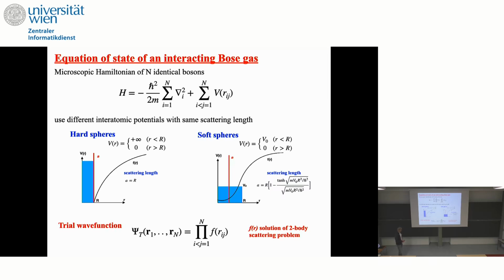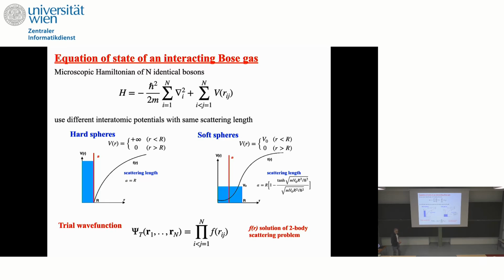So this is the solution of the two-body problem. Or we use the soft spheres with a different range R. And so here you can choose the height of the potential V naught in such a way that you have exactly the same scattering length as for the hard sphere problem. Okay, so of course the two-body problem can be solved analytically. This is how the scattering length depends on the range of the interaction and the height of the potential. So you can have two potentials that are different, but they have the same S-wave scattering length. So this is the idea.